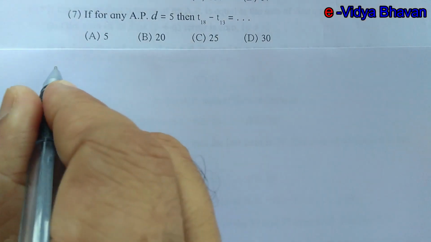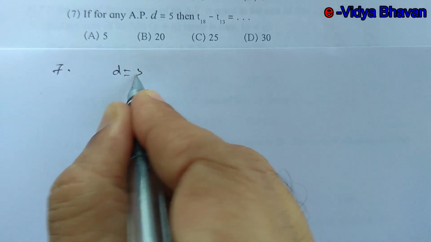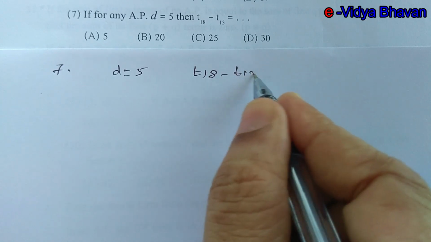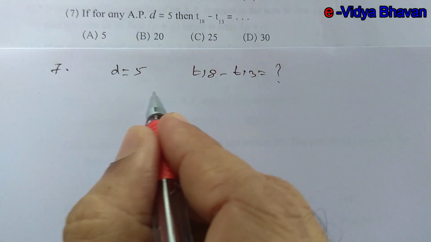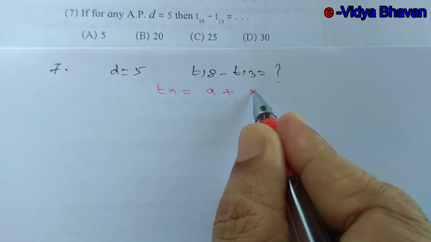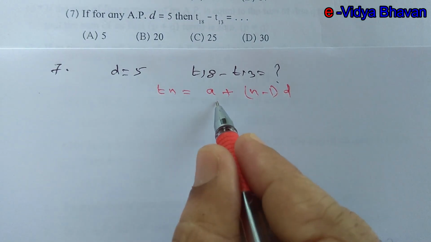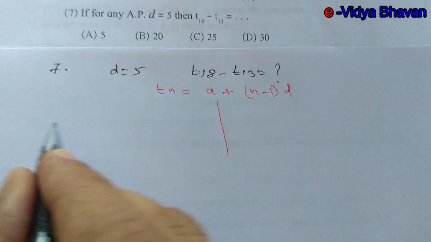Question number 7. d is given 5. And they are interested in T18 minus T13. Now first we will write out the formula for Tn: Tn equal to a plus n minus 1 d. Now let's have a division of the 2 parts. First we'll take T18.